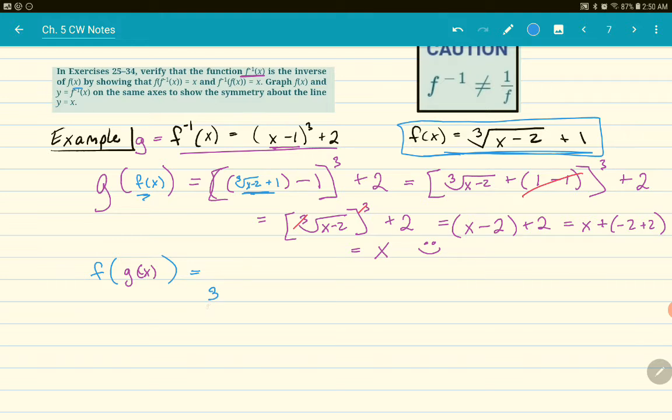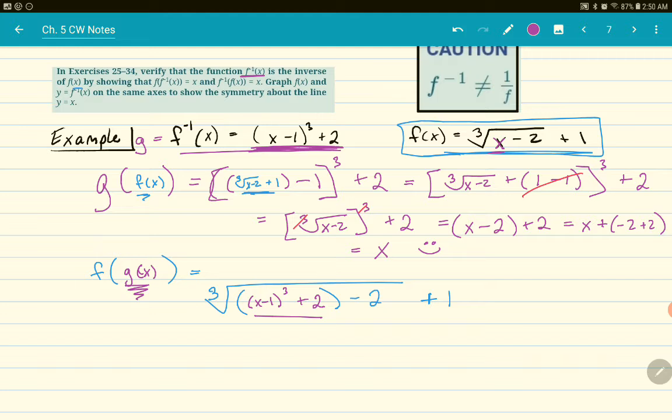So I'm going to write cubed root of x minus 2 plus 1. And the thing that goes inside that placeholder is the g of x. I'm inputting that for this x here. So that's all of this. So that's an x minus 1 cubed plus 2.